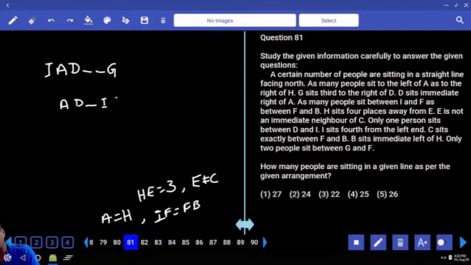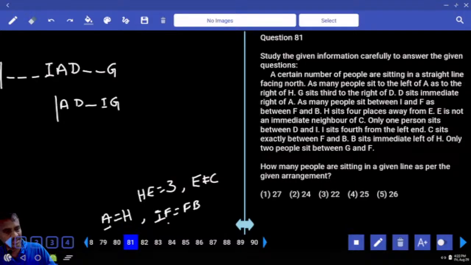I is here, G is here. Done with this? Then I sits fourth from the left hand. I is fourth from the left hand. Now here fourth from the left hand, 1, 2, 3, fourth from the left. Here fourth from the left hand, A is the first person. Then now here number of persons to left of A equals to right of S. I and F, F and B. I and F, F and B, H and E, there are 3. Next one, only 1 person.